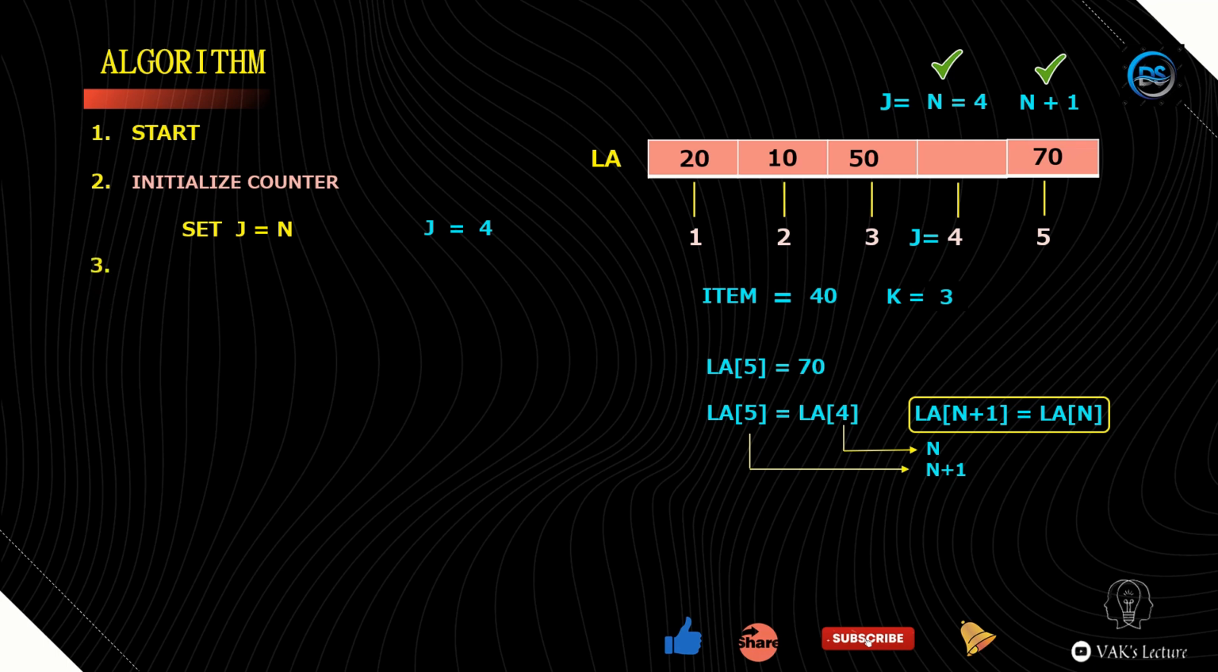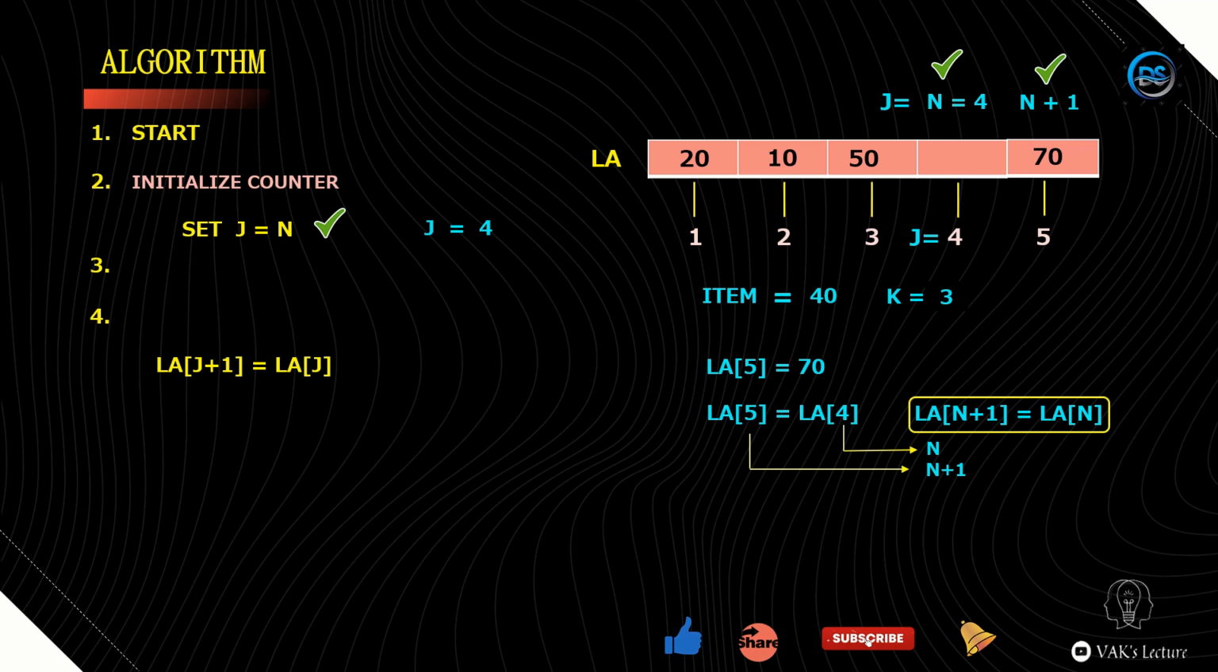In step 3, I am not writing for some while. So, come to step 4. In step 4, already we have the equation LA of n plus 1 is equals to LA of n. Here, how to write the j in this equation? LA of j plus 1 is equals to LA of j. Here we have to use j in place of n. Why? Because j is equals to n. This is the generalized equation.